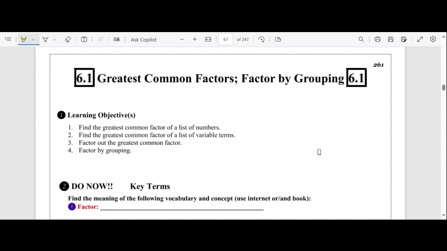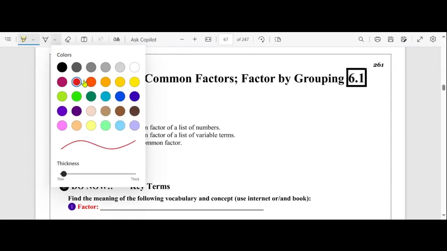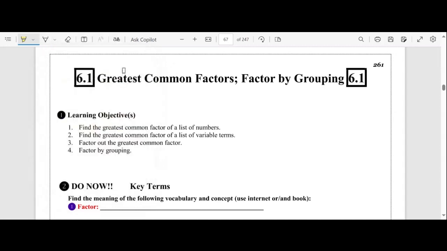6.1, greatest common factor. What's the abbreviation for greatest common factor? Who can tell me? G, C, F. That's called greatest common factor. And there is also something called factor by grouping. But for factor by grouping, you need one condition. It has to be how many terms?